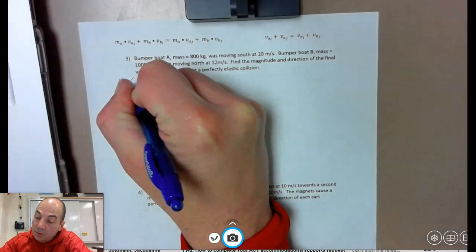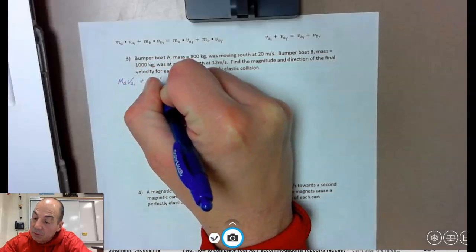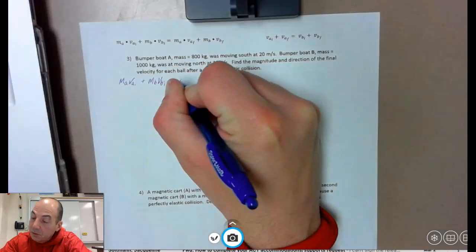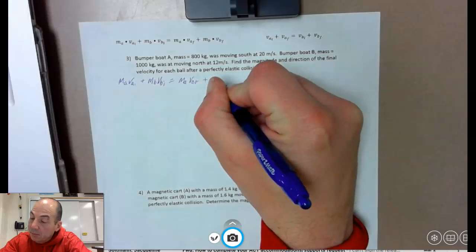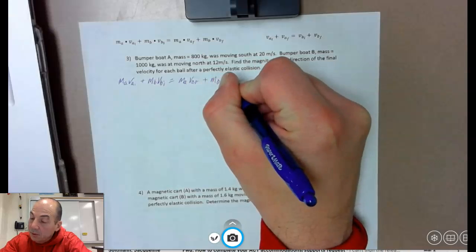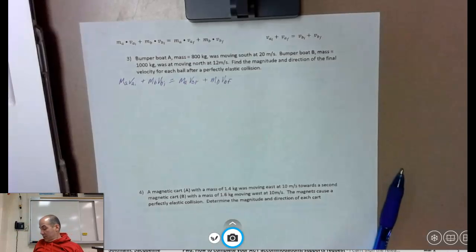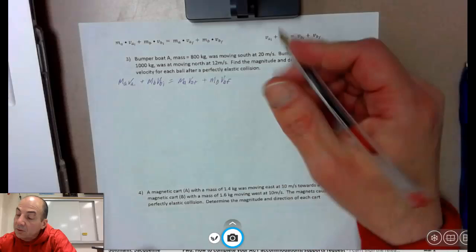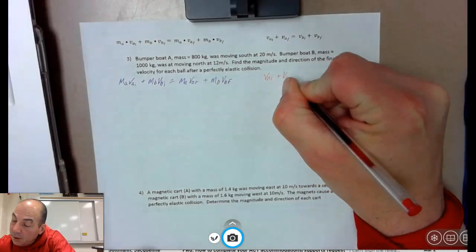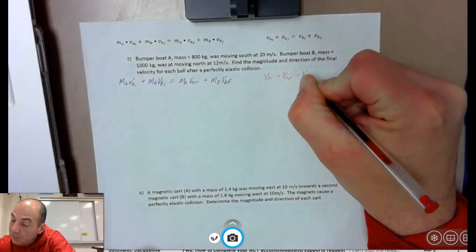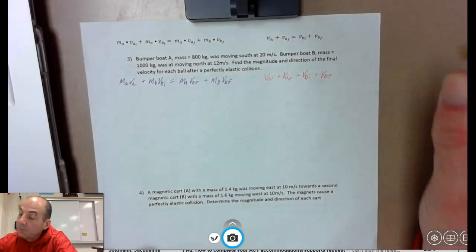So let's start with our equation. As always, MA VA initial plus MB VB initial equals MA VA final plus MB VB final. And then, give me 1 second here. Switch off, and now we'll say VA initial plus VA final equals VB initial plus VB final.